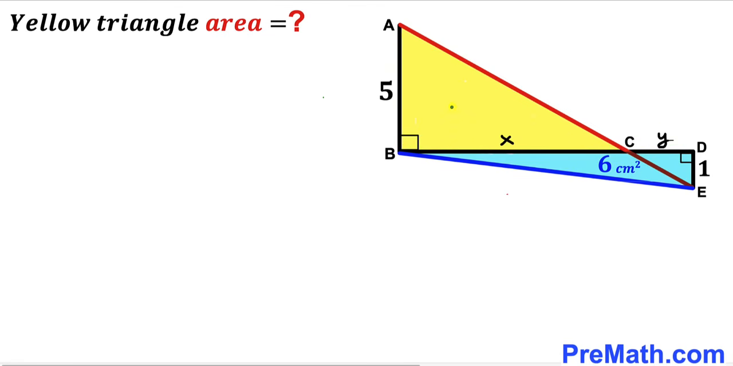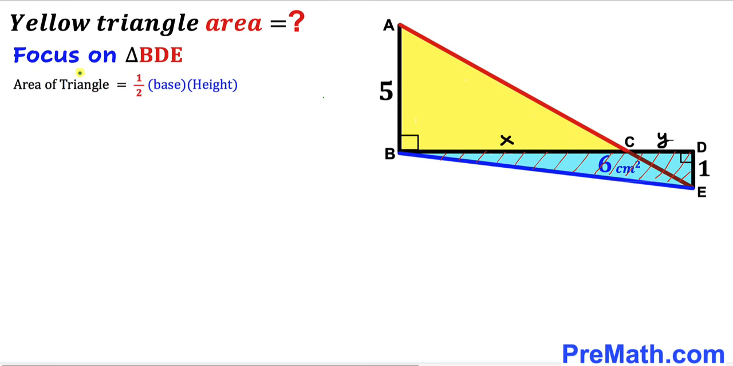Since we are interested in calculating the area of the yellow shaded triangle ABC, let's recall the area of a triangle formula. Area is always equal to a half times base times height. In our case, the height of this yellow shaded triangle is given as 5. However, the base x is unknown, so our task is to calculate the value of x. Now let's focus on the blue shaded triangle BDE.